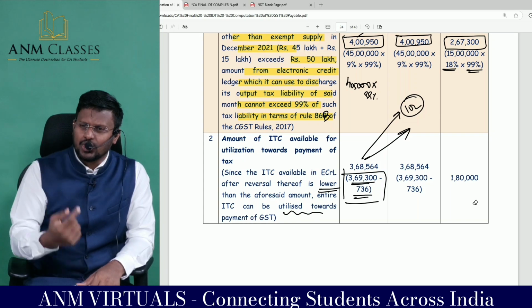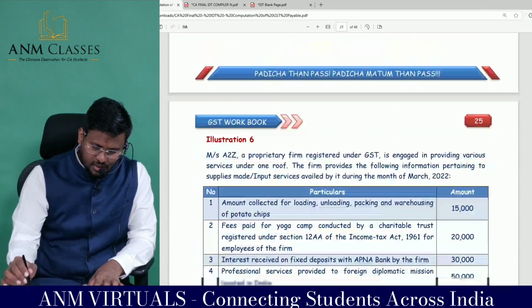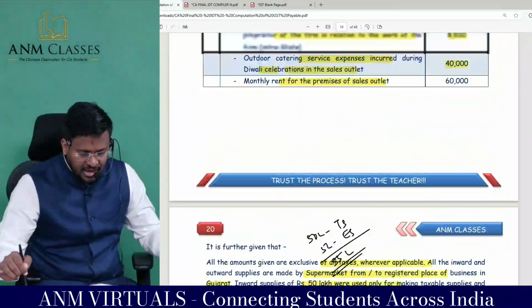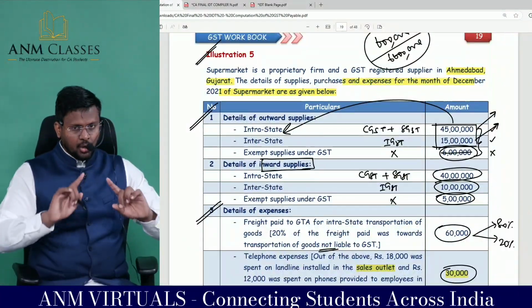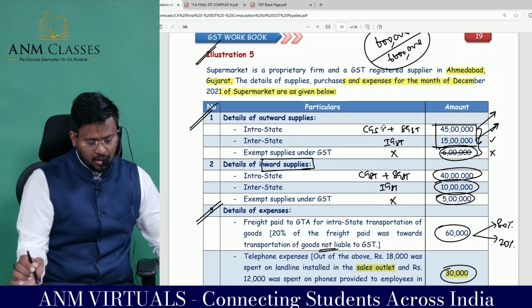At least 1% of the output tax liability you should pay through the electronic cash ledger. Fantastic to the core. What a question, my dear lovable students. Now I am reading that question once again. You attach the things here and there, and the level of understanding will be very high.